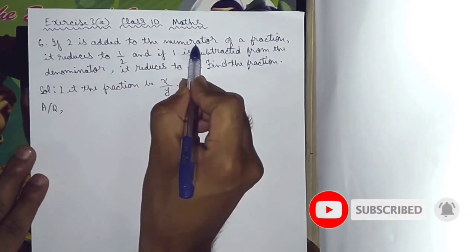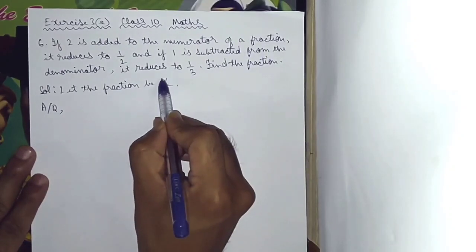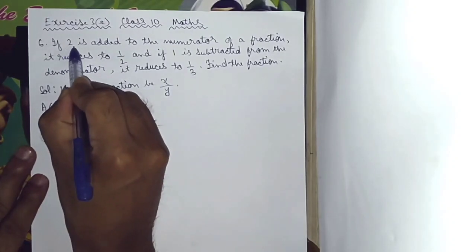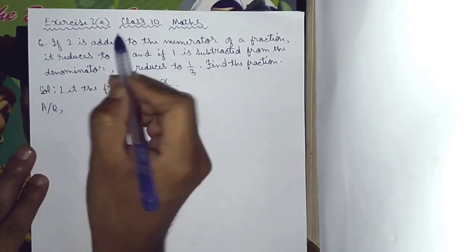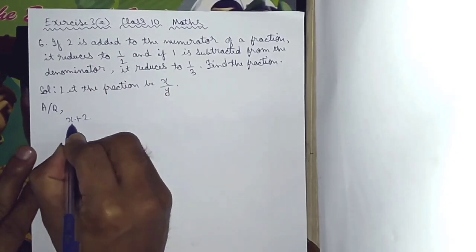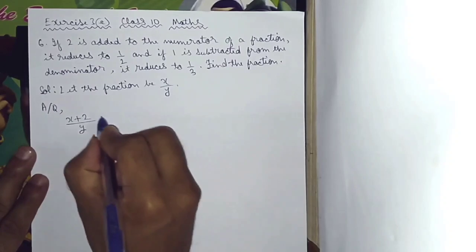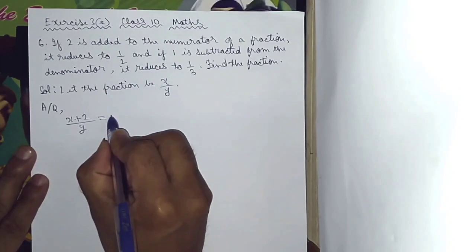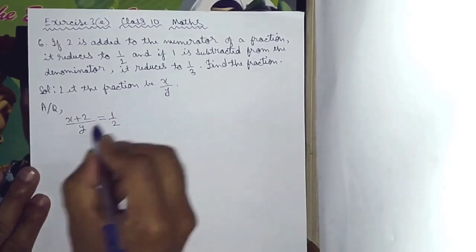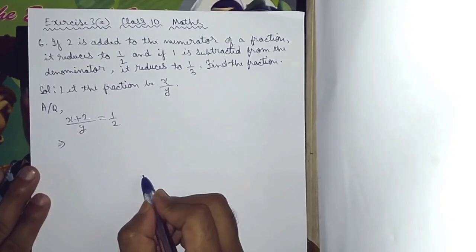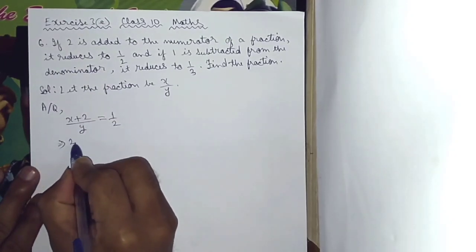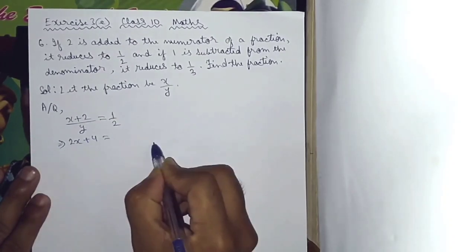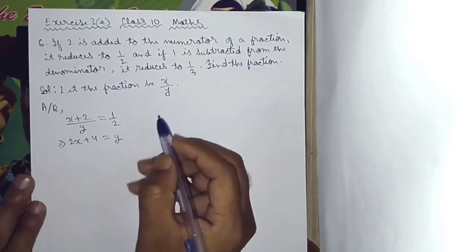if 2 is added to the numerator of a fraction, the numerator x becomes x plus 2, so we get x plus 2 divided by y. This is equal to 1 by 2, as it reduces to 1 by 2. Cross multiplying, 2 into x is 2x, plus 2 into 2 is 4. This is equal to y into 1, that is y.